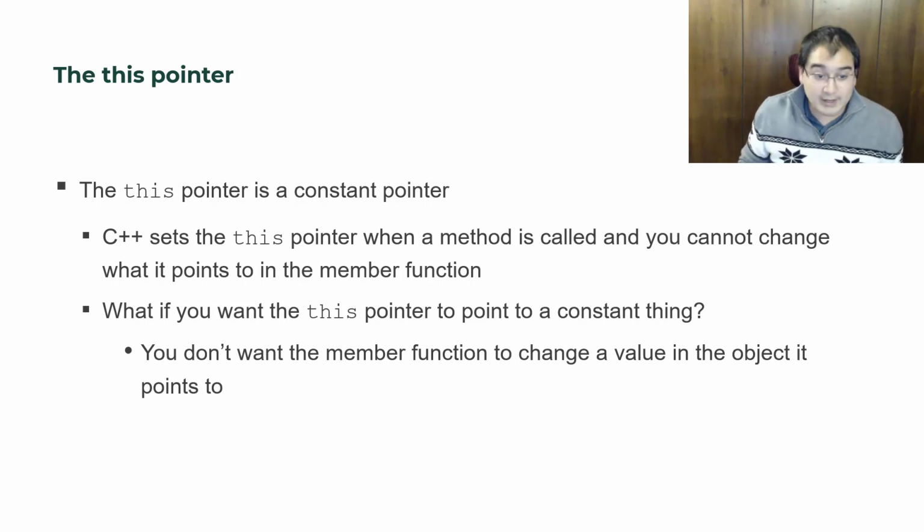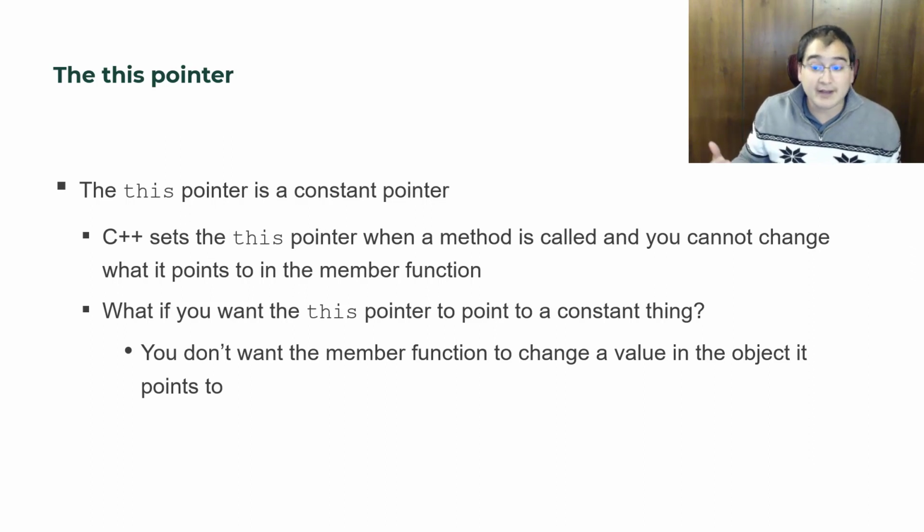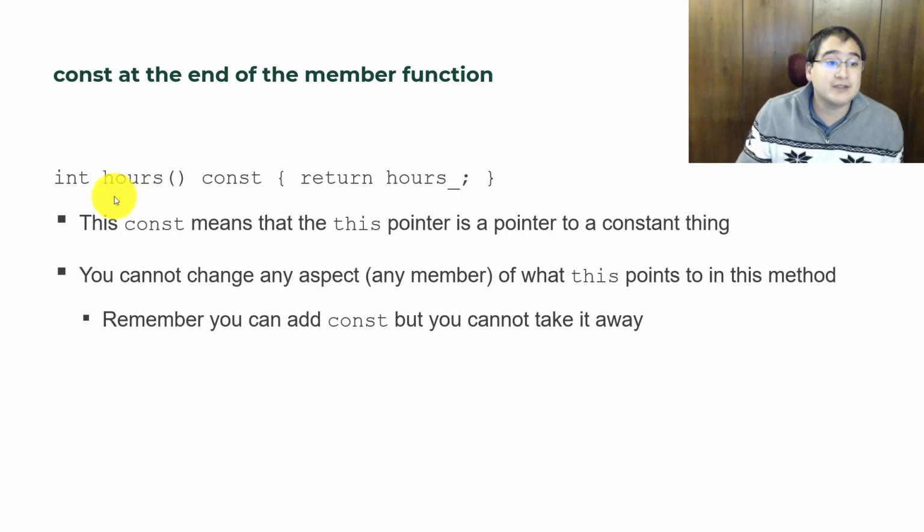And that's great. However, there might be times when you don't want to let that member function change the thing that this pointer points at. You don't want to let a member function change its object. So the way that you do that is by declaring it as const. The way that that looks is you say the return type for the member function, the name of the member function, and then you say const here, which says that this member function is const, meaning that this pointer is pointing at a constant thing.